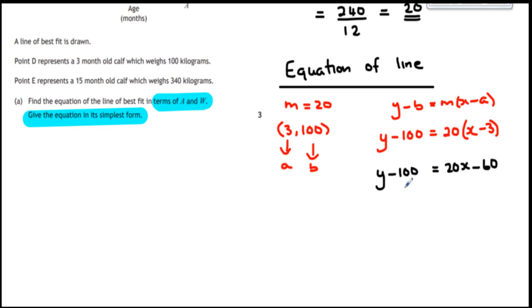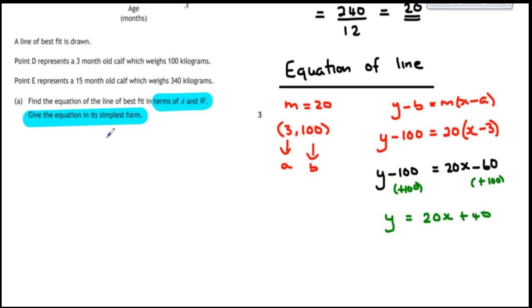I don't want that take away 100, so the opposite of taking away 100 is to add 100 onto both sides. So I'm going to add 100 onto the left hand side and 100 onto the right hand side. When I do that, then I have y is equal to 20 x's, and really I've got 100 take away 60, which is plus 40.